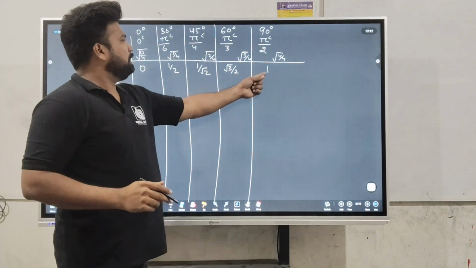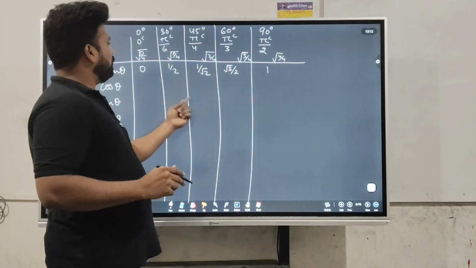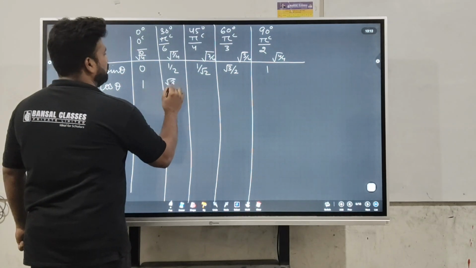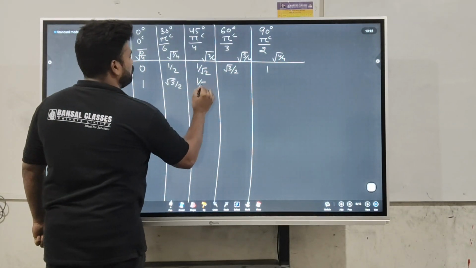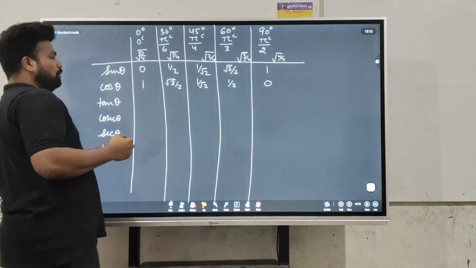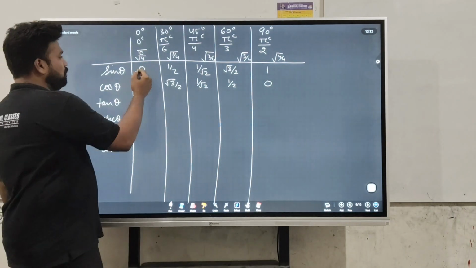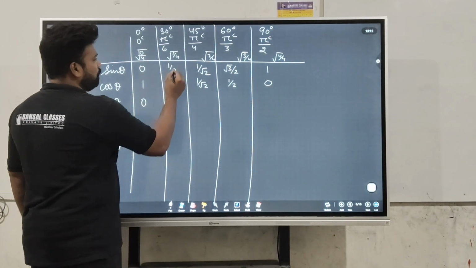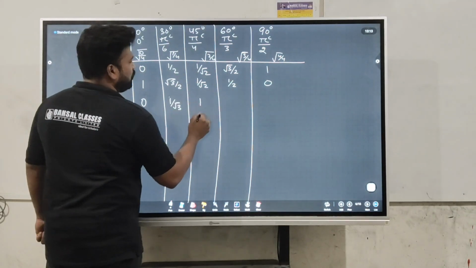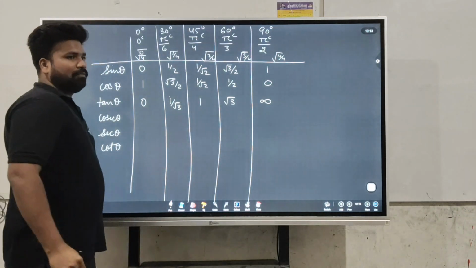Now put 1 here, root 3 by 2 here, 1 by 2 here. So 1, root 3 by 2, 1 by 2, 0. Now, we know that tan theta is the division of sin theta and cos theta. 0 upon 1 is 0, 1 by 2 upon root 3 by 2 is 1 by root 3, 1 by 2 upon 1 by 2 is 1, then root 3. Then 1 upon 0 is infinite.